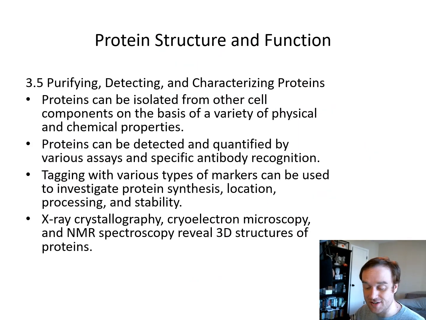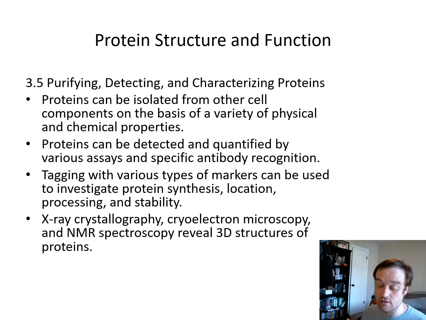So let's briefly look at how we study proteins. Proteins can be isolated from other cellular components based on a variety of physical or chemical properties. They can be quantified by various assays, and more specifically antibody recognition. And tagging these various types of markers can be used to investigate the synthesis of the protein, the cellular location, whether they're nuclear, membrane proteins, organelle proteins, etc. Processing, where they go within the cell, if they start in the nucleus and then they leave, or if they start in the cytoplasm and go to the membrane, etc.